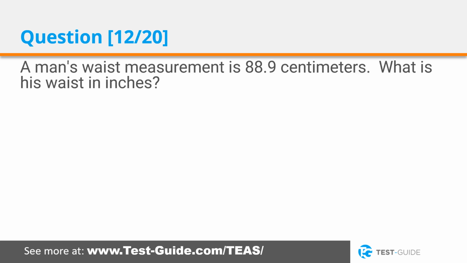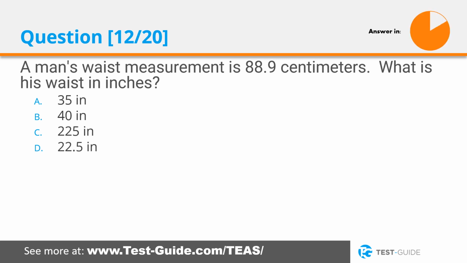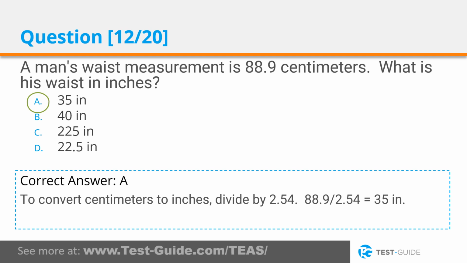Question 12. A man's waist measurement is 88.9 centimeters. What is his waist in inches? 35 inches, 40 inches, 225 inches, 22.5 inches. Correct answer A. To convert centimeters to inches, divide by 2.54. 88.9 divided by 2.54 equals 35 inches.